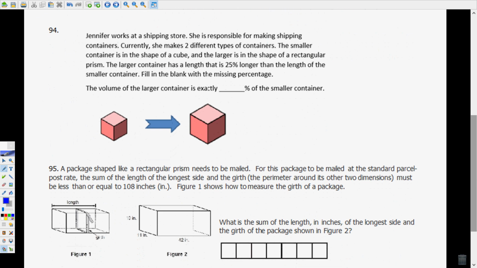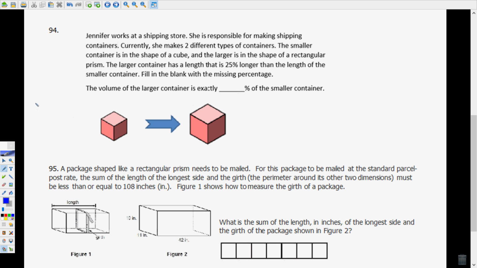Okay, 94. Jennifer works at a shipping store. She is responsible for making shipping containers. Currently, she makes 2 different types of containers. The smaller container is in the shape of a cube, and the larger is in the shape of a rectangular prism. The larger container has a length that is 25% longer than the length of the smaller container. Fill in the blank with the missing percentage. The volume of the larger container is exactly blank percent of the smaller container. So what I did is this.